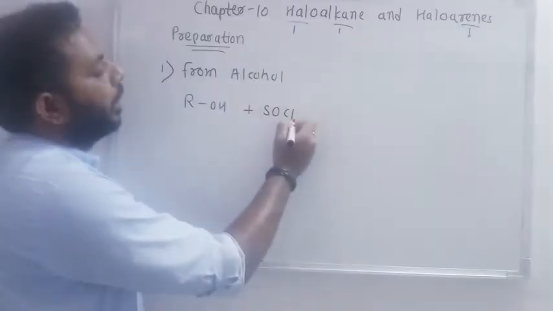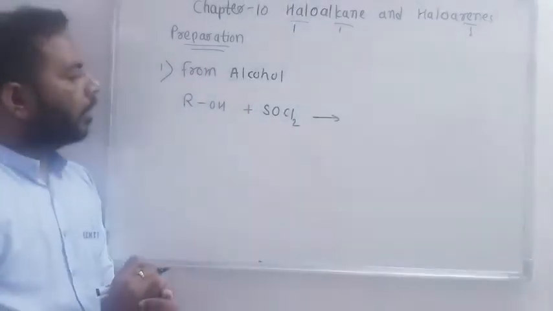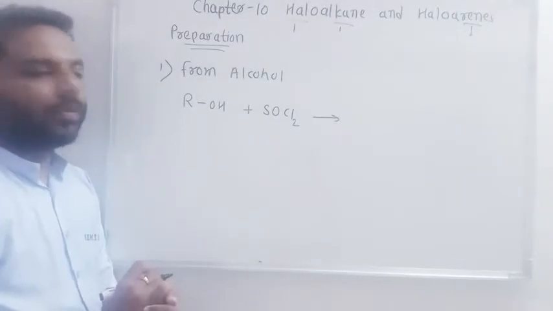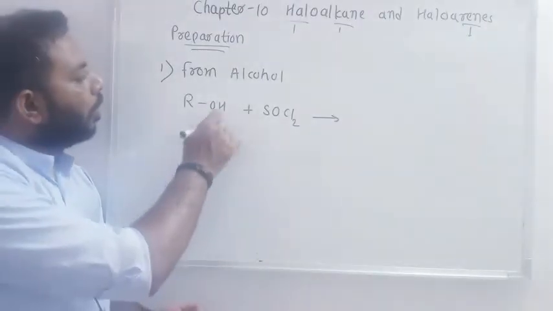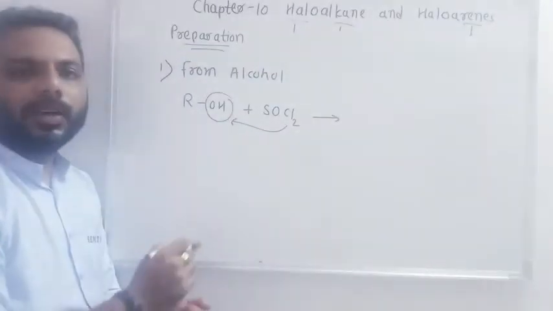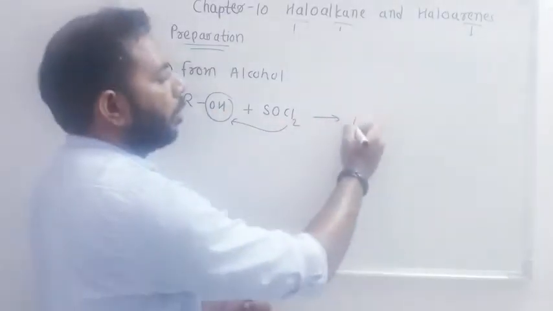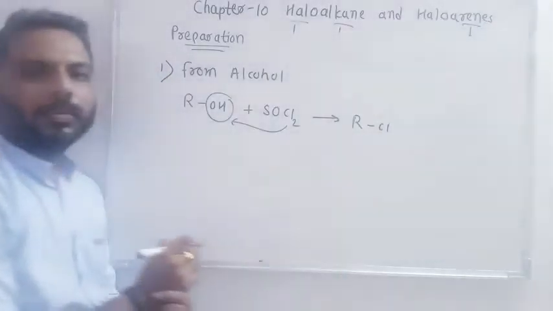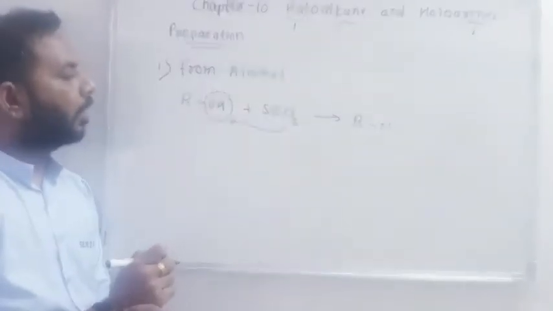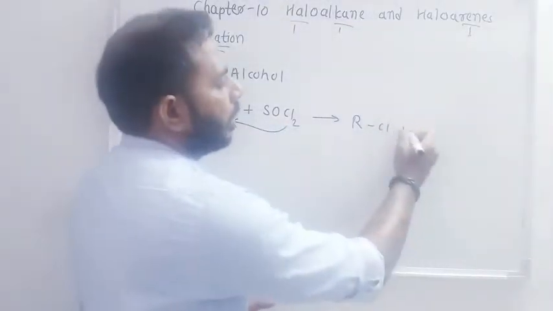So alcohol reacts with thionyl chloride, SOCl2, thionyl chloride. Okay, now how is haloalkane getting formed? So OH minus will be replaced by Cl. As usual, we have already seen in previous reactions. So Cl will replace OH and it will form RCl, haloalkane or alkyl halide. Okay, now 1 hydrogen and 1 chlorine, it will form HCl.